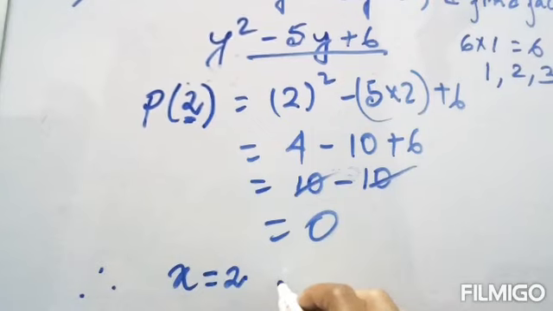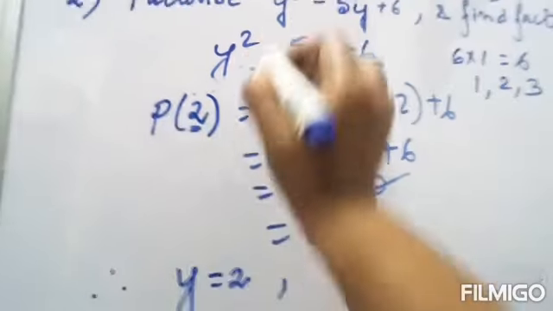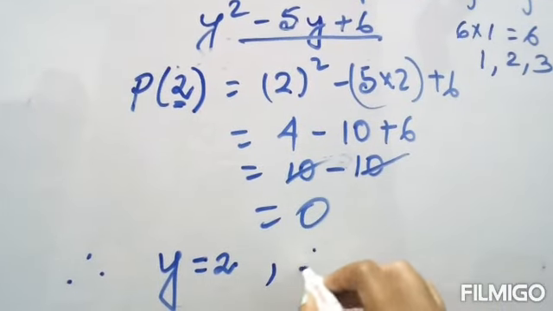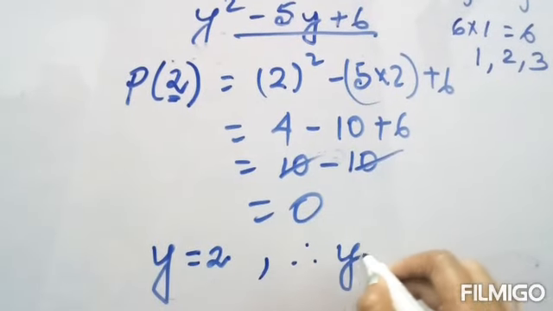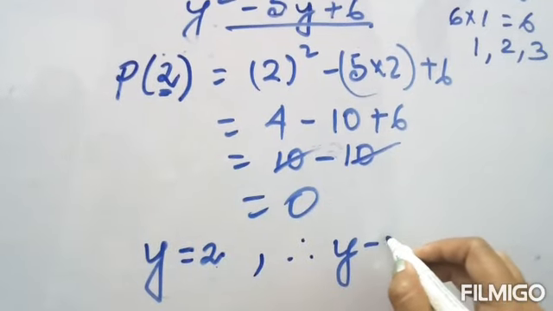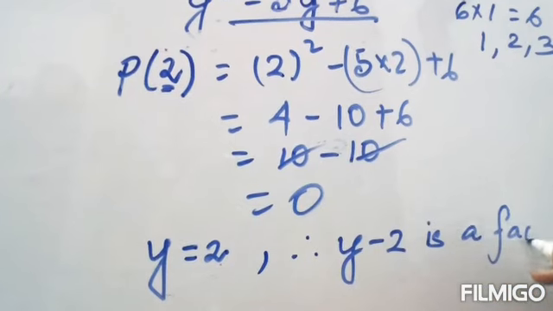Therefore we can write, not x, here we are denoting by y. So y is equal to 2. Therefore y minus 2, if we bring 2 this side, it will become minus 2. So y minus 2 is a factor.